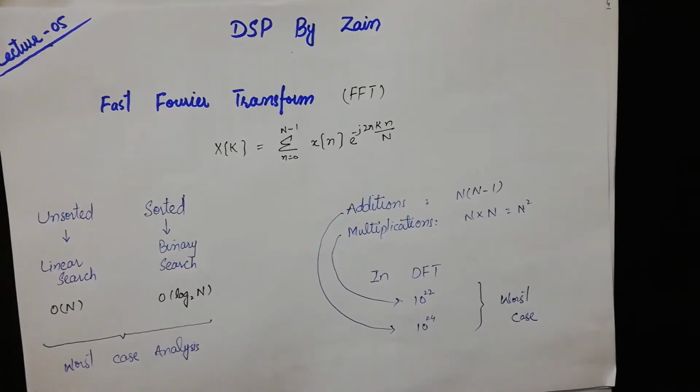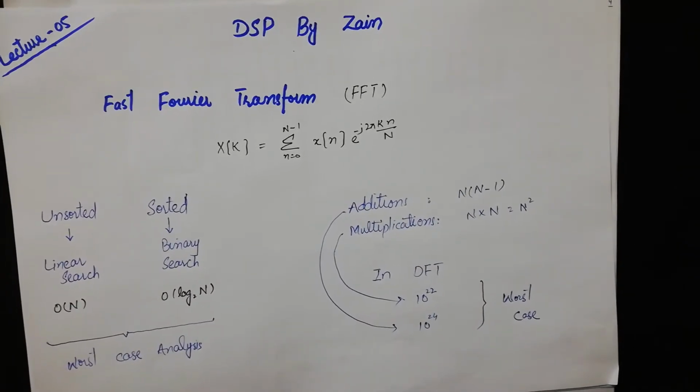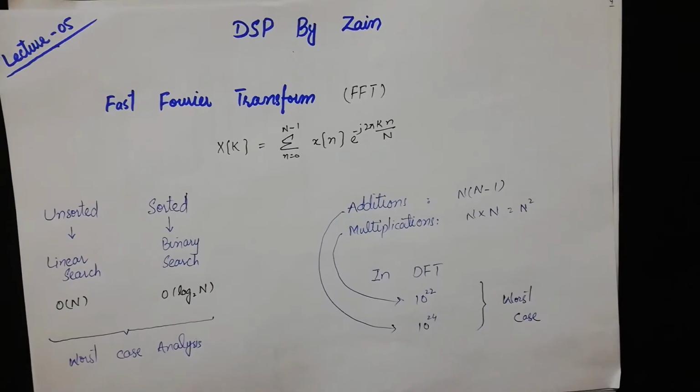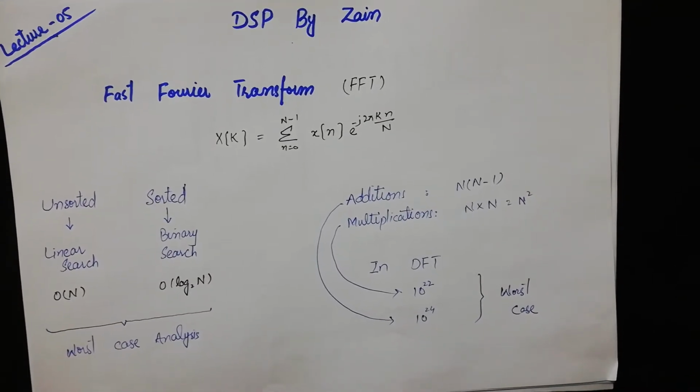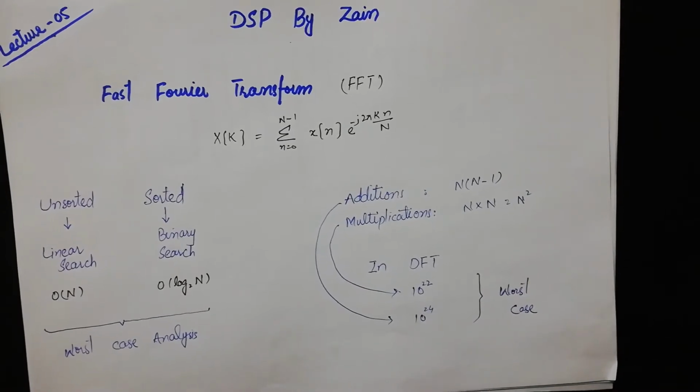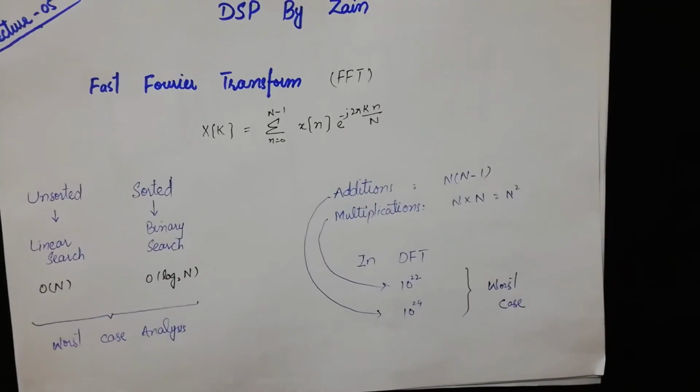In the previous lectures we discussed the sorting techniques. We have two techniques: unsorted and sorted data, linear search and binary search. In linear search the worst case analysis is O of n, and in binary search the worst case analysis is O log base 2 of n.